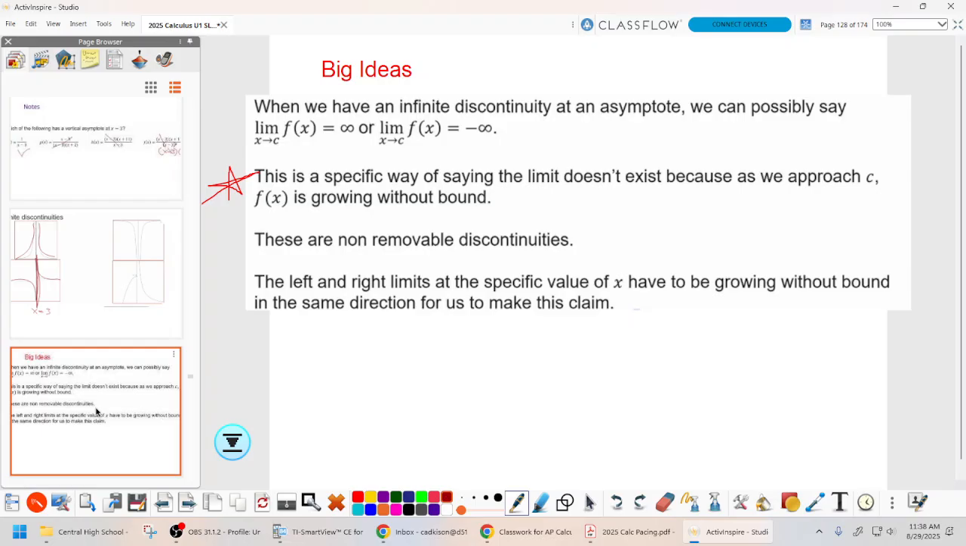Okay, so we're going to use this language to describe this. If we're coming in and it's soaring up, it's growing without bound, meaning it will never stop. Definitely these are non-removable, and the left and right limits at a specific value of x have to be growing without bound in the same direction for us to make that claim.